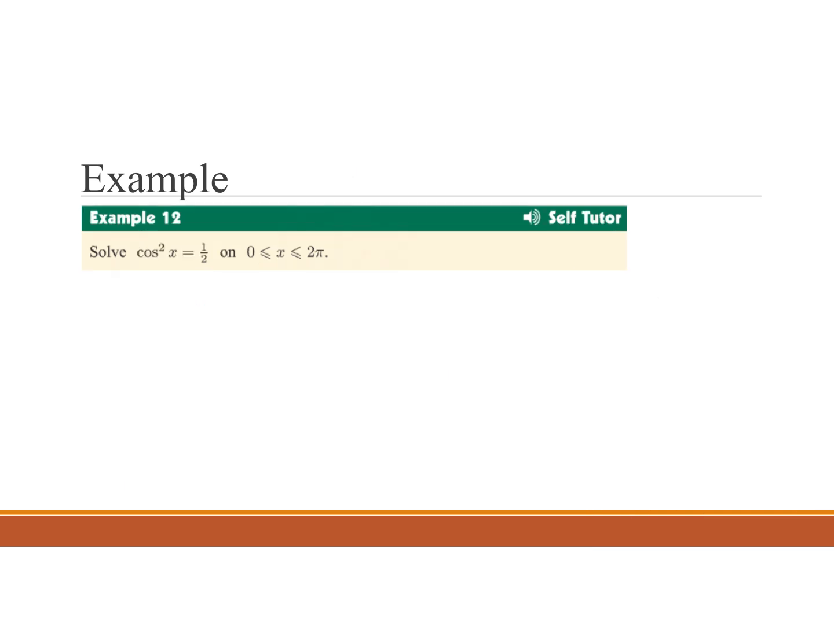Something a little bit different because we've got this cos squared term. In this case, we've got cos squared x is equal to a half on the same domain, 0 to 2 pi, so just that full rotation, that first time around. Let's simplify this a little bit. So we've got cos x, instead of squared, is going to be equal to the plus or minus of the square root of a half.